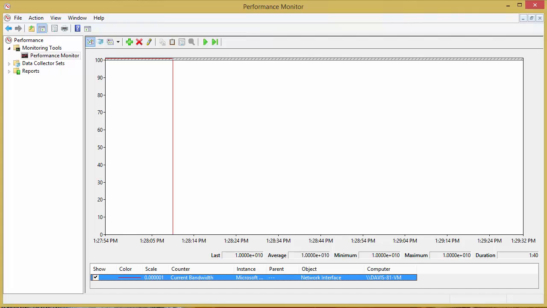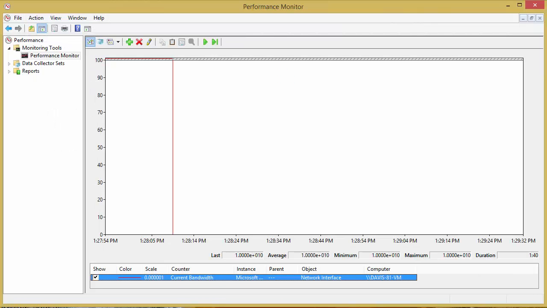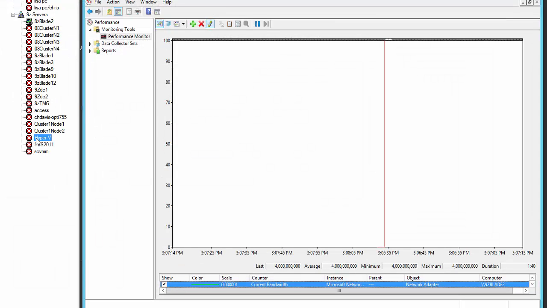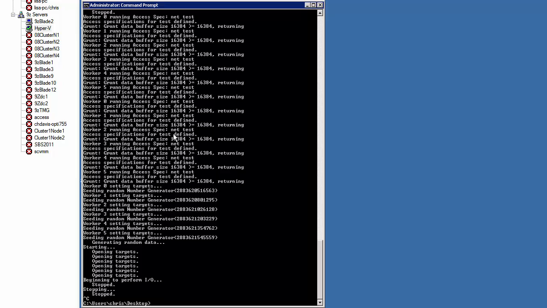So let me pull, that's the wrong server. Let me pull up, I keep pulling up the wrong server. Let's go to the server here, Mr. Hyper-V. All right, so here's the IOmeter piece that I did. So the command's actually pretty simple. I'm going to go ahead and stop this. Now, it should be right, yep, there we go.